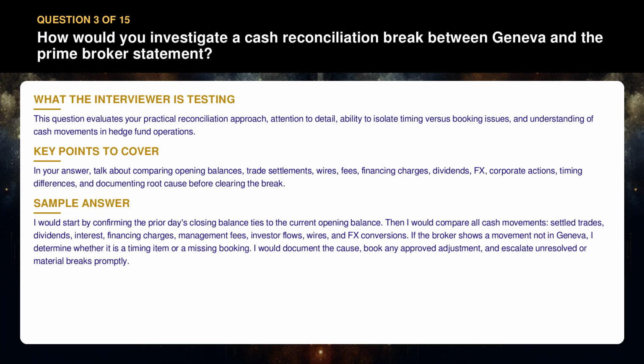I would start by confirming the prior day's closing balance ties to the current opening balance. Then I would compare all cash movements, settled trades, dividends, interest, financing charges, management fees, investor flows, wires, and FX conversions. If the broker shows a movement not in Geneva, I determine whether it is a timing item or a missing booking. I would document the cause, book any approved adjustment, and escalate unresolved or material breaks promptly.